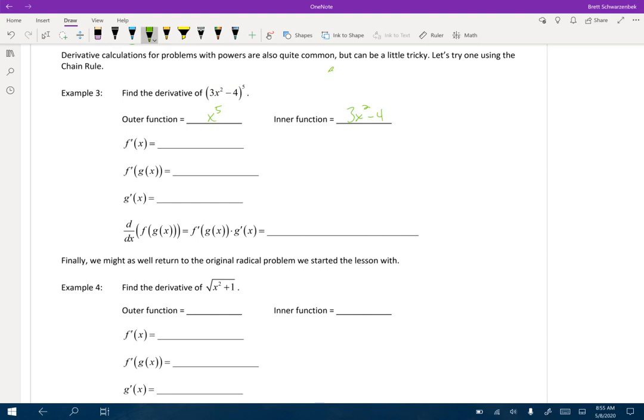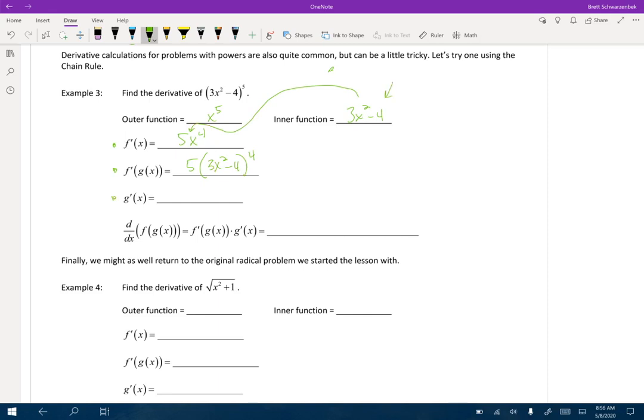So we have an outer function, which is something to the 5th power, and we have an inner function, 3x squared minus 4. So let's go ahead and do the process. So what's the derivative of the outer function? It is 5x to the 4th. What's the derivative of that same function, but with g inside of it? 3x squared minus 4 to the fourth. So all I did was take this and put it in right there. What about the derivative of our inner function?